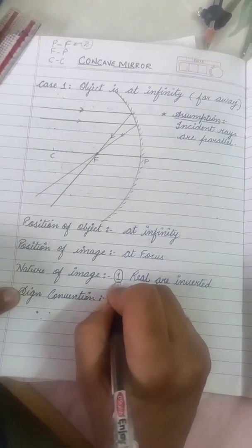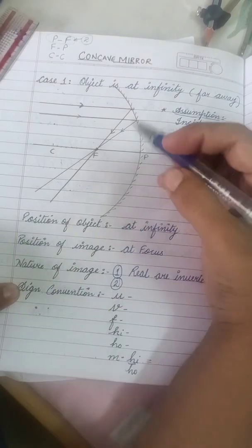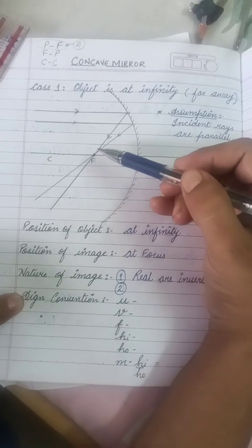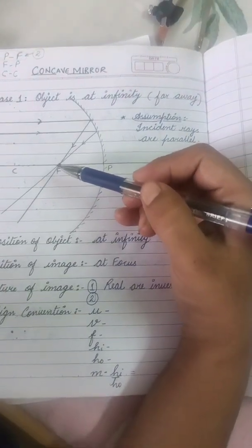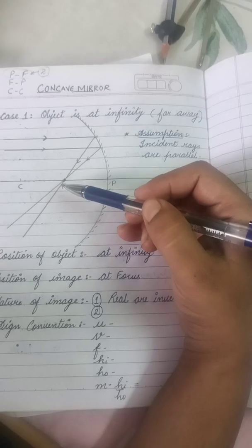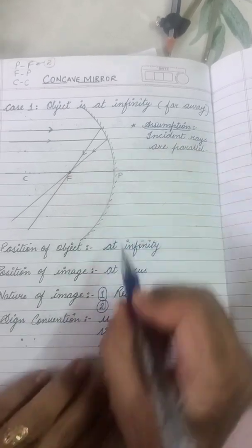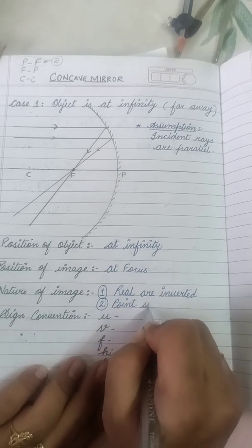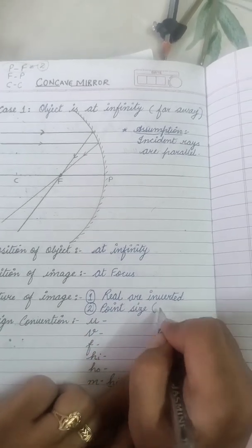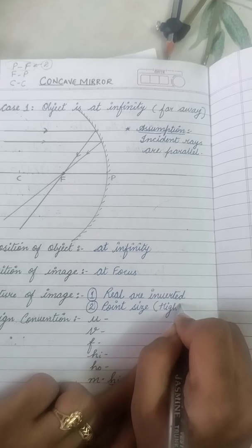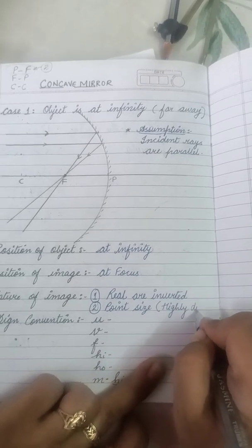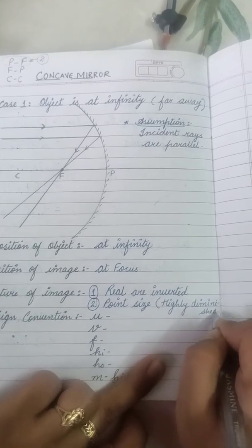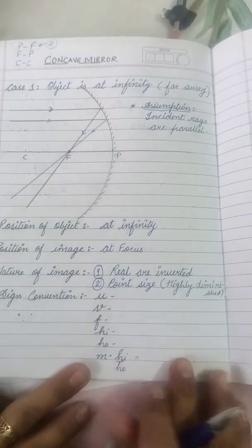The second thing that we need to write down is the size of the image. Now here you can see it's just a point size, highly diminished. What does diminished mean? Very, very small. Diminished means small. Here a point size image is formed, so either I write this as it's a point size image, or we can also write this as highly diminished. Okay, so this is the nature of the image.